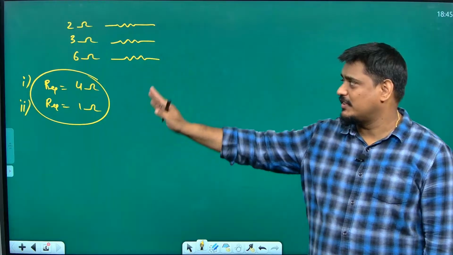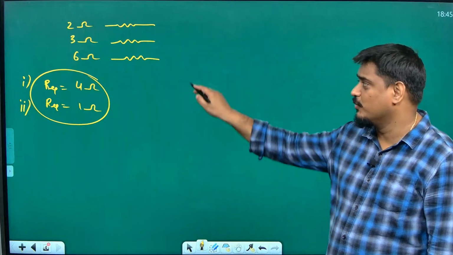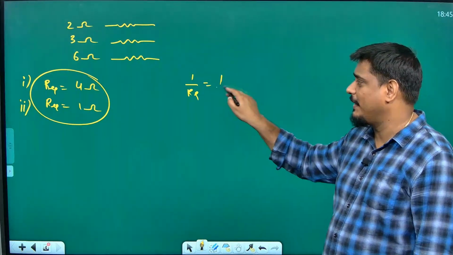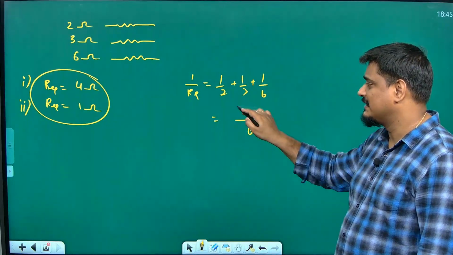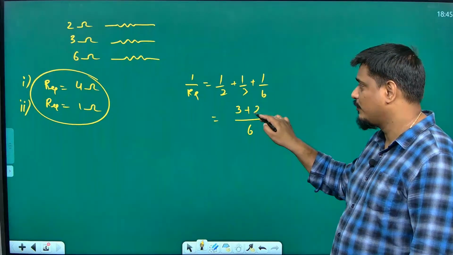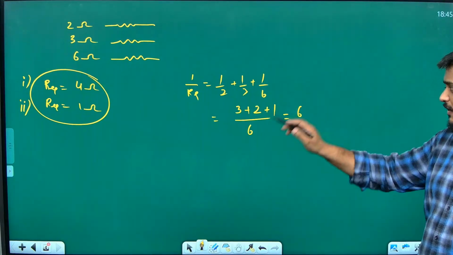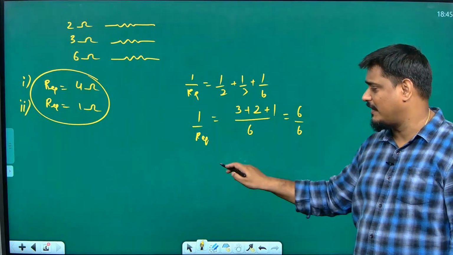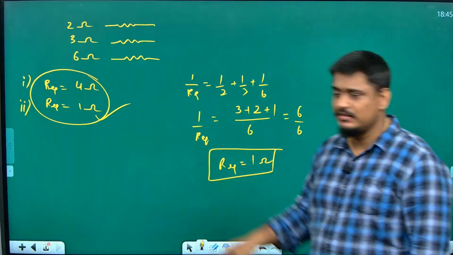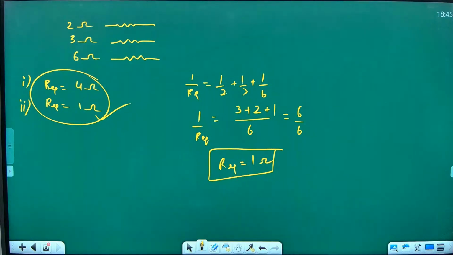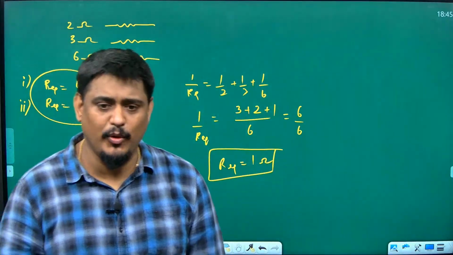Series will never give me this answer because series will give me 11 ohm. Parallel, have you tried this? How much will parallel give you? 1 by R equivalent will become equal to 1 by 2 plus 1 by 3 plus 1 by 6. LCM will be how much? 6. 3 plus 2 plus 1. How much is that? 6 by 6. So 1 I got actually. So 1 by R equivalent becomes 6 by 6. So R equivalent becomes 1 ohm, right? So the second part is done. Very simple part. It means if I connect 2 ohm, 3 ohm and 6 ohm in parallel, I am going to get 1 ohm. Simple.